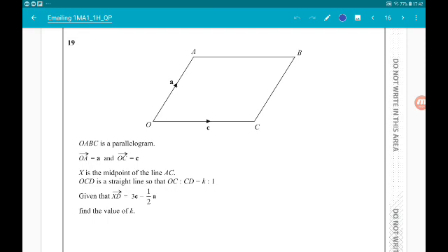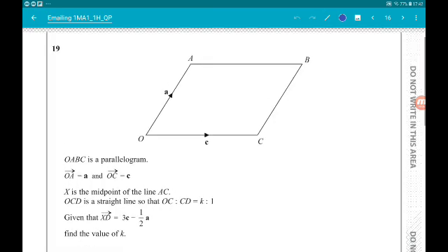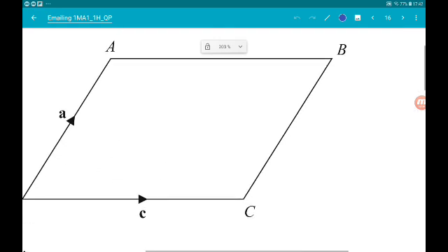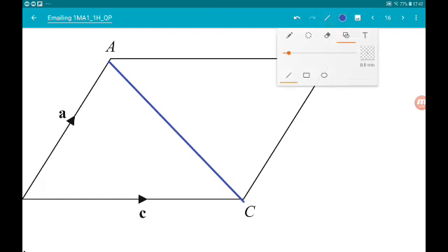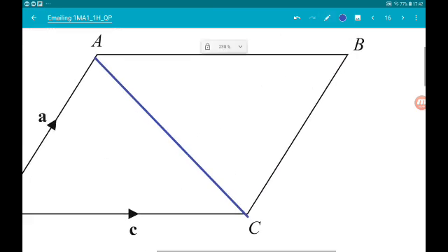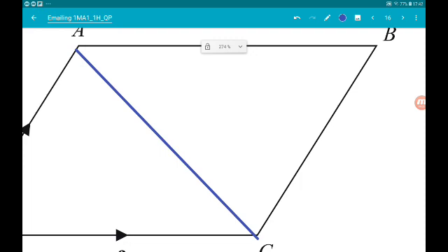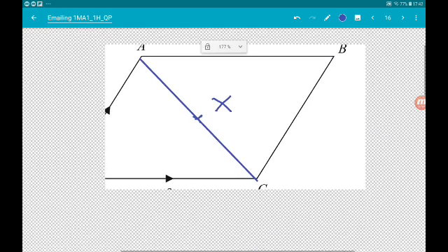So, let's stop there and put that on. So, the line AC is that guy there, and X is the midpoint of that, so that looks about there, and that is point X.